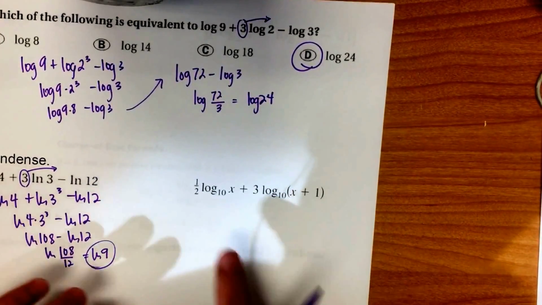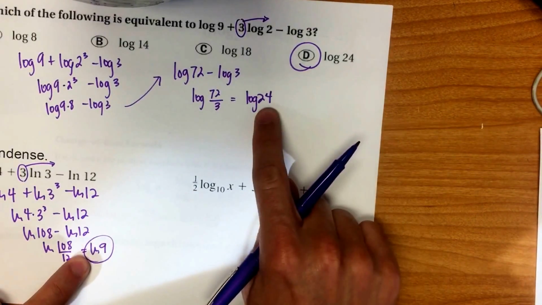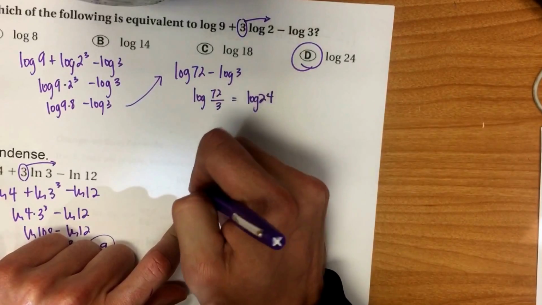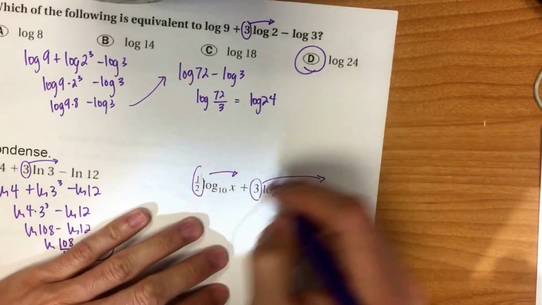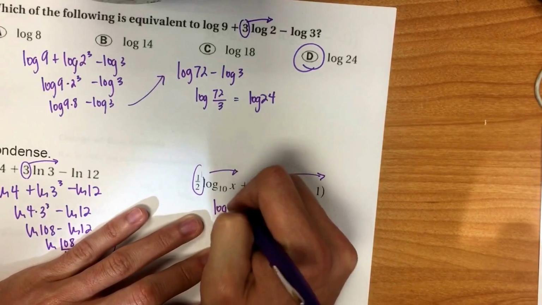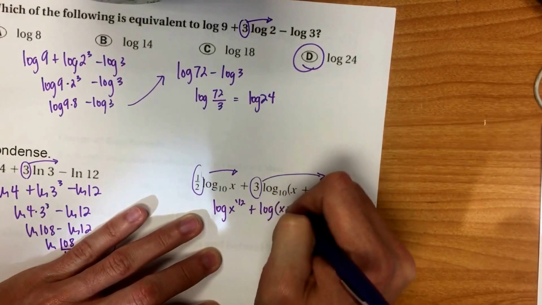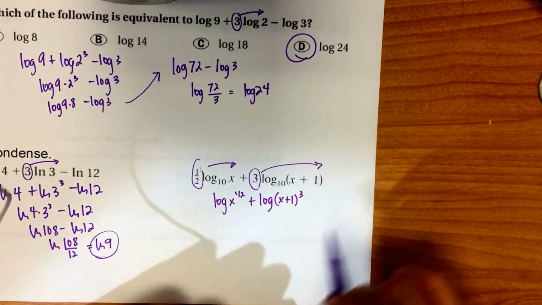Next problem. Again, first thing I see here, now these have x's, so they're not going to simplify into nice numbers like these did. So first thing I'm going to do, take my coefficients, they go back up top. So I'll have a log of x to the 1/2 plus log of x plus 1 cubed. Now notice I didn't write the tens in there for each one.